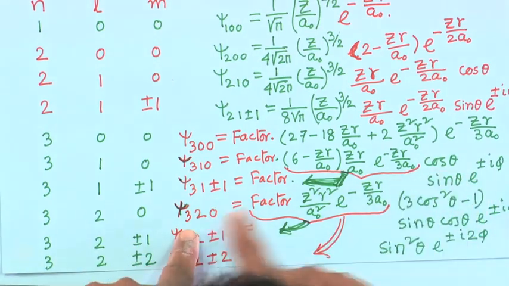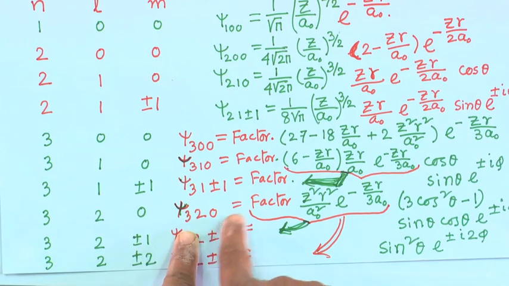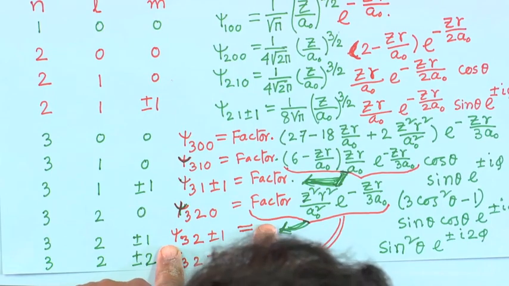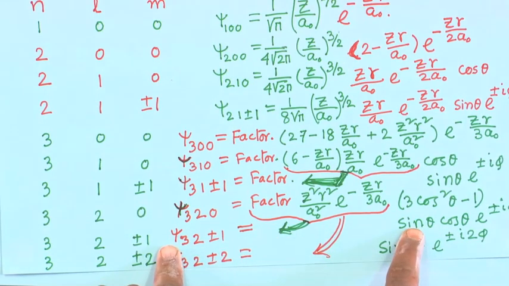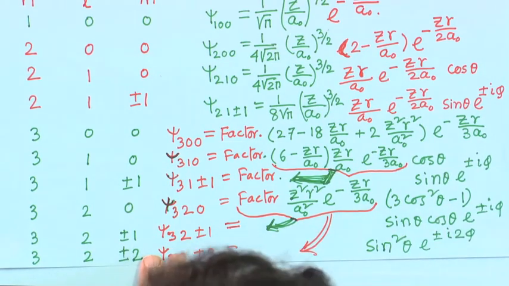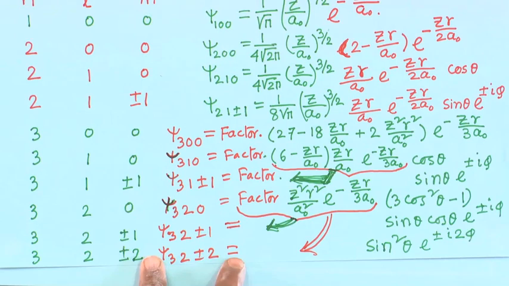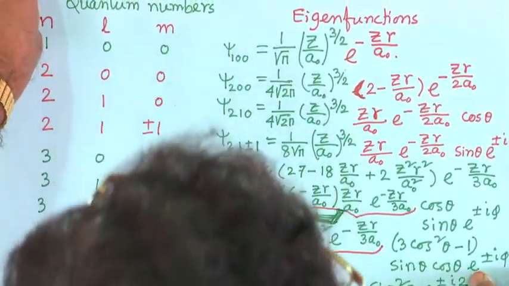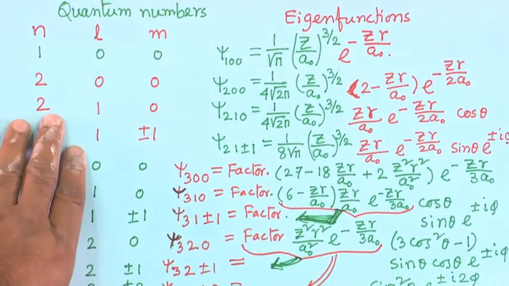Similarly psi 3 2 0 has the same factor, and then the theta dependent term sin theta cos theta e to the power plus minus i phi, and psi 3 2 plus minus 2 has the same factor, but the theta dependent part is sin square theta and the phi dependent part is e to the plus minus i 2 phi. So, from here, what are the important remarks we can make from this wave function?